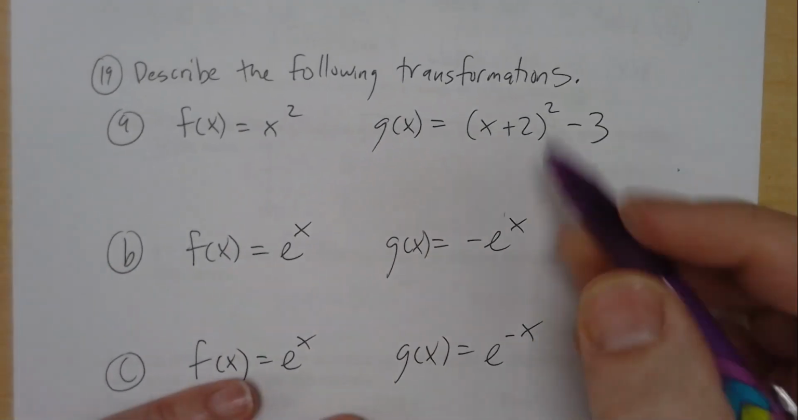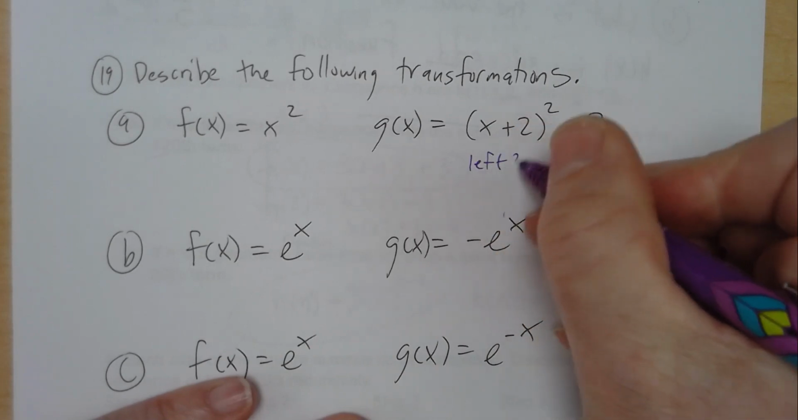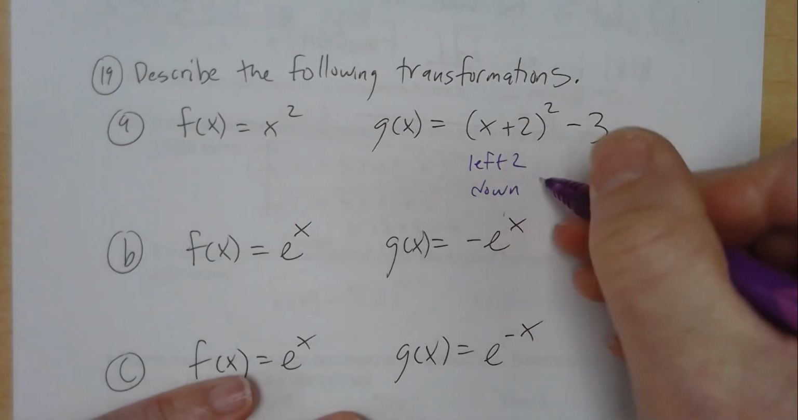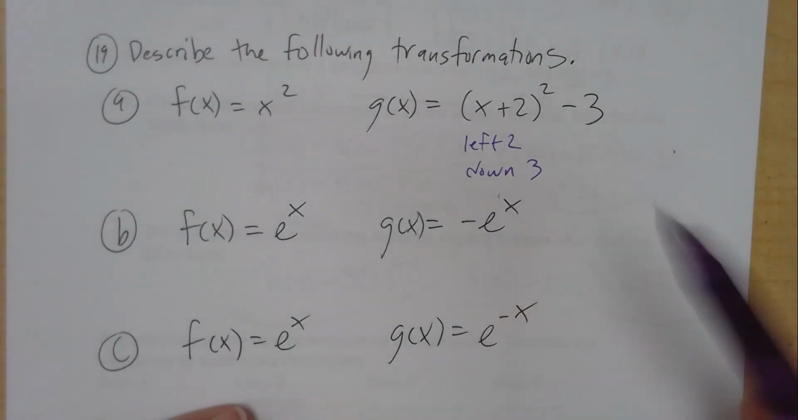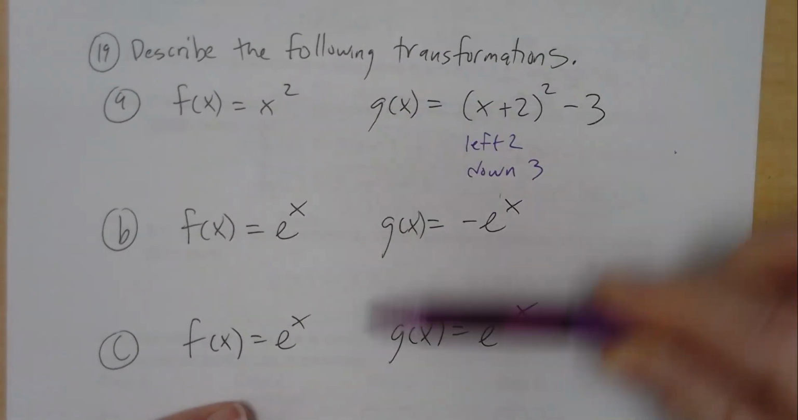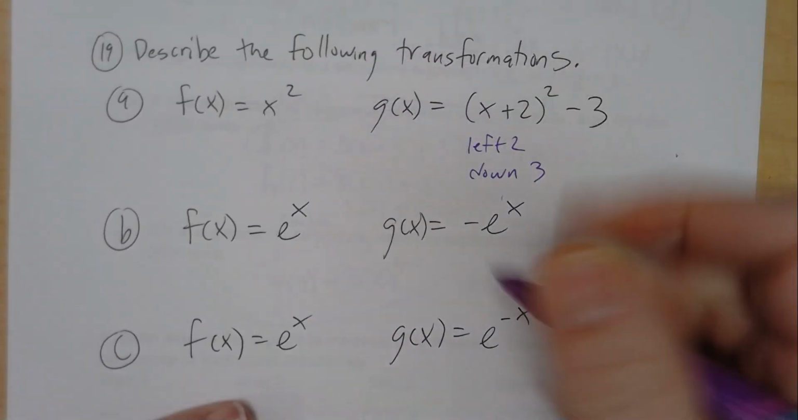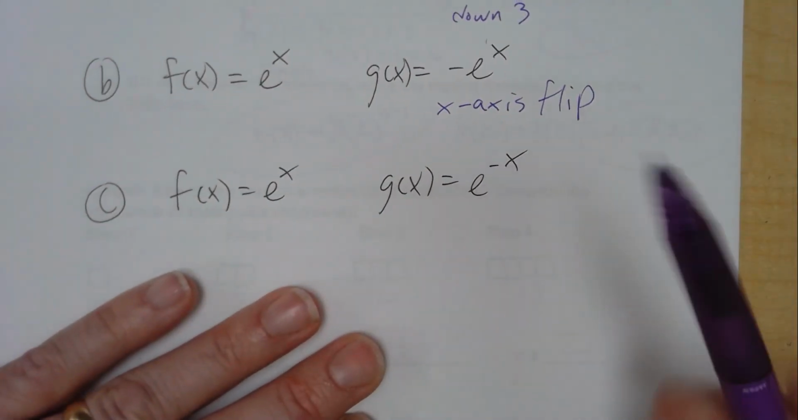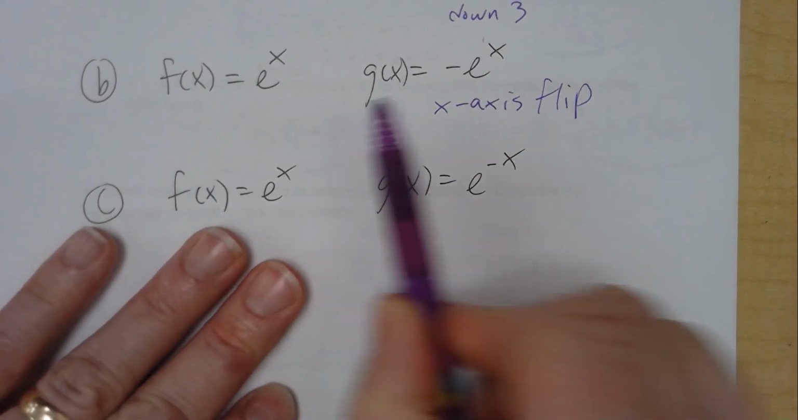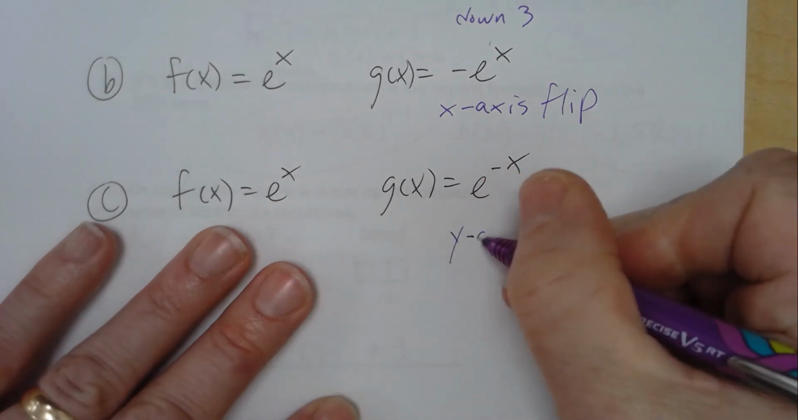All right, so this is two things. If you have it inside, you have to think opposite. So it's left 2, and then down 3. This one here, when you put a negative in front of the equation, what does that do? Negative in front changes the output. So it flips it over and changes the y's. So it flips it over the x-axis. Then this one does the opposite because it changes the x's. If it changes the x's, x and negative x flip left and right. So it's going to flip it over the y-axis.